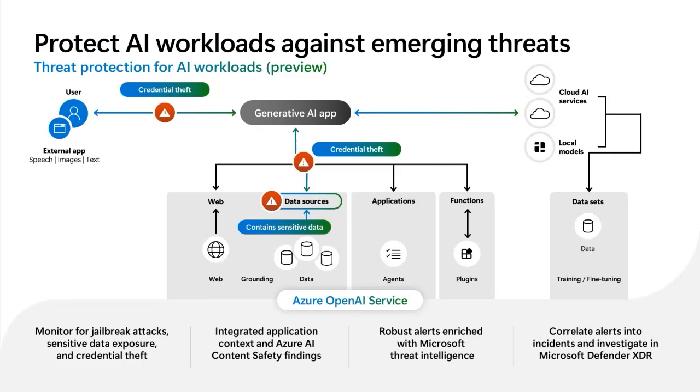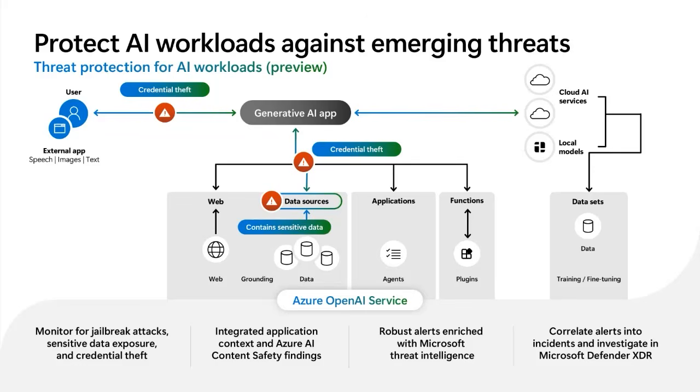Again, this is another visual representing how it actually works at a very high altitude. You can monitor for jailbreak attacks, sensitive data exposure, and credential thefts. You get integrated application context and AI content safety findings. Alerts are enriched with Microsoft Threat Intelligence. Using Microsoft Defender for Cloud, so Defender XDR, you can correlate alerts into incidents to investigate.